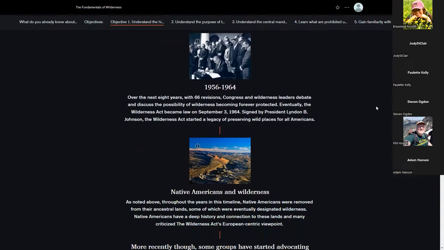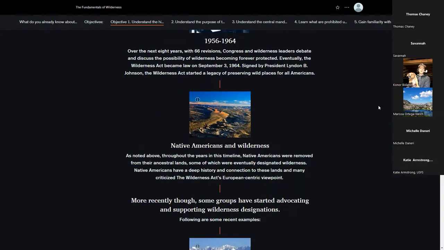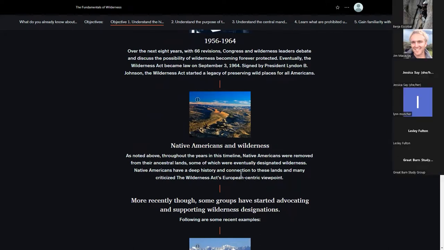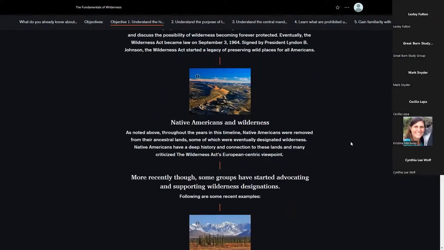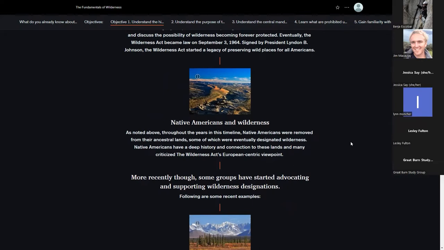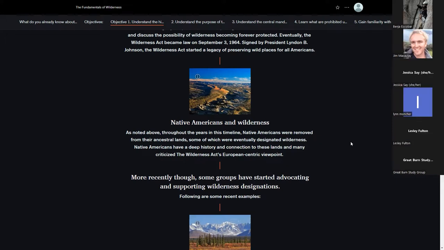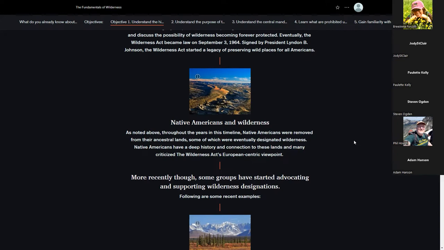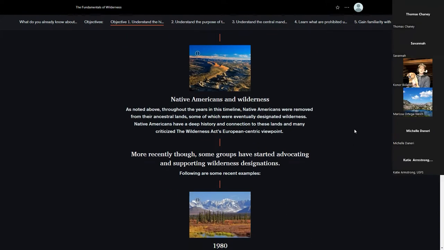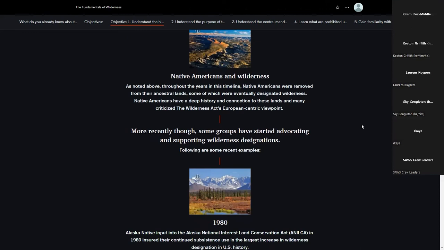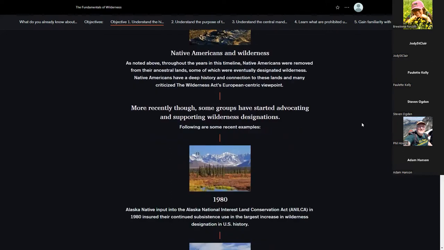So I'll keep scrolling here and come back to some of the themes in the early part of our timeline. I want to come back to Native Americans and wilderness. As noted above, throughout the years in this timeline, Native Americans were removed from their ancestral lands, some of which were eventually designated wilderness. Native Americans have a deep history and connection to these lands, and many criticize the Wilderness Act's European-centric viewpoint. However, more recently, some groups have started to advocate and support wilderness designation, and here are just a few examples.